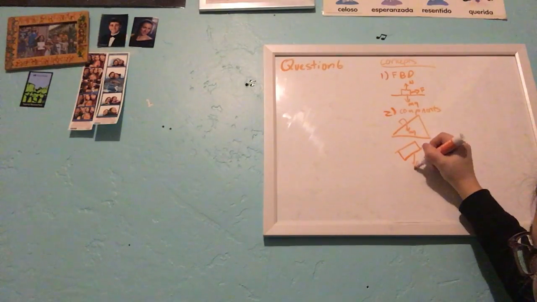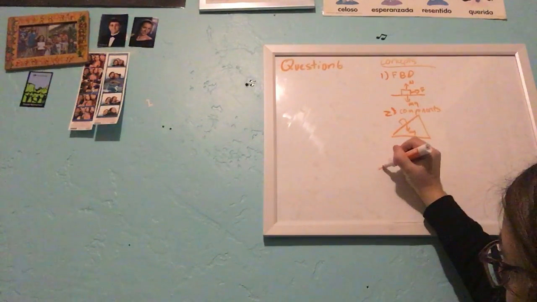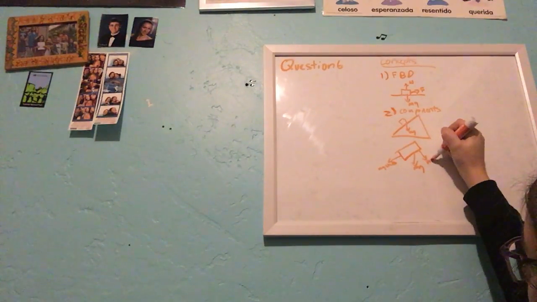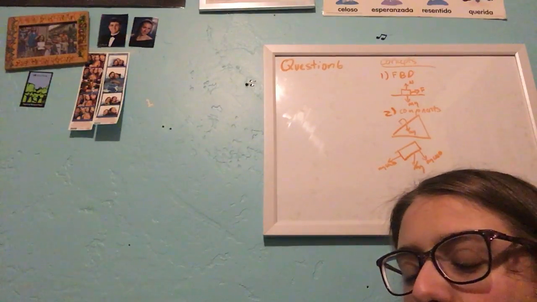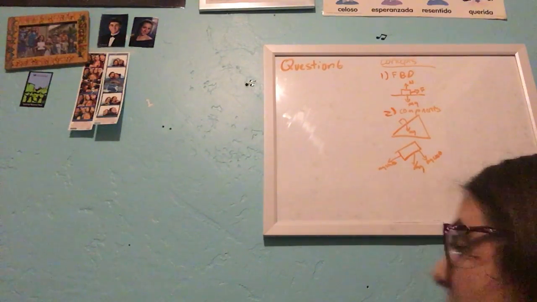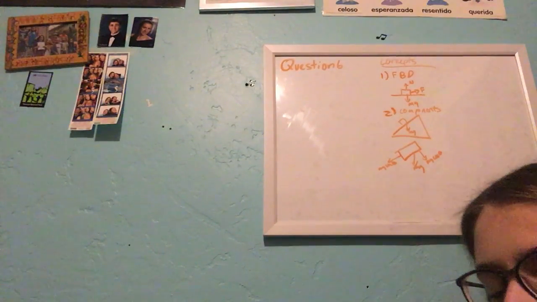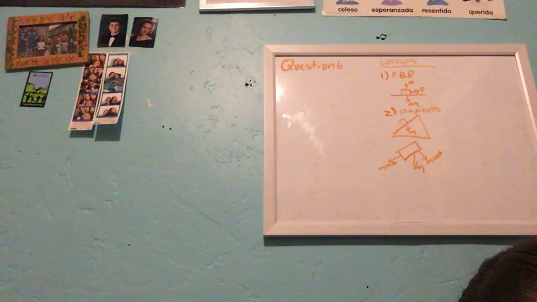I have mg going down, and then that means this will be mg sine theta, and this will be mg cosine theta. So what's actually making the block accelerate down the incline is mg sine theta. And so that's important for this question. Okay, so now I'm going to read question 6.